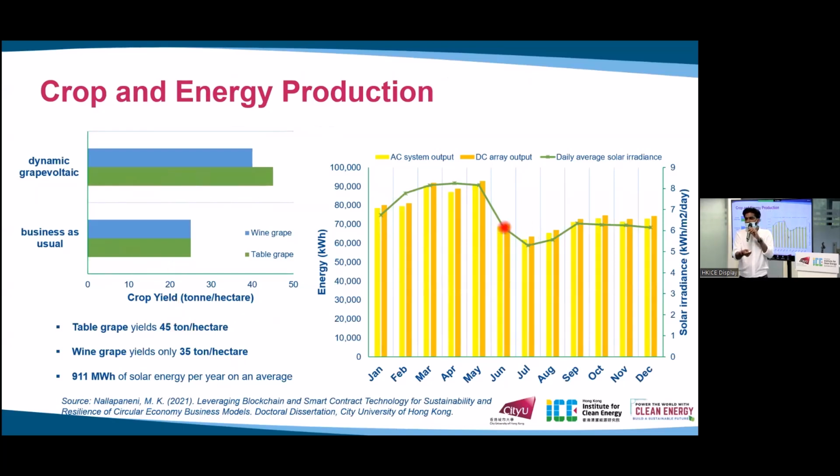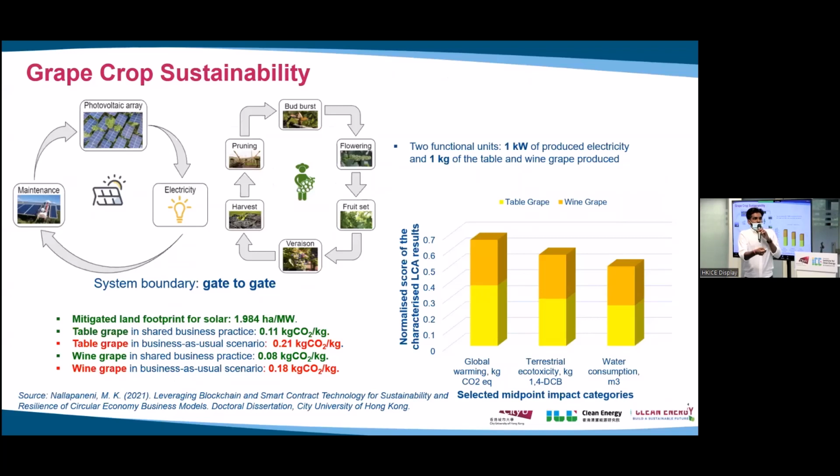So we accounted even for this effect, and we found out the total crop production yields per 1 hectare, and the energy production that is possible at the DC level and the AC level, accounting for all the issues. And then we did the life cycle sustainability assessment for the grape crop as well as the solar crop. What we found is that the grapes grown under this dynamic grape voltaic farm will have lower emissions per 1 kg of grape produced when compared to the business as usual scenario. And the same is true for the wine grape variety too.